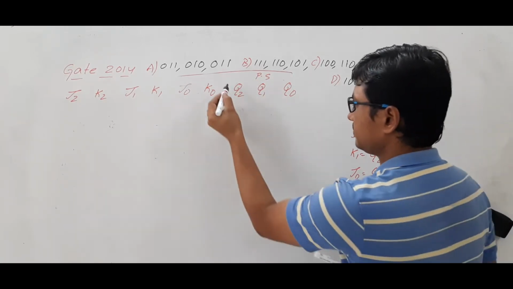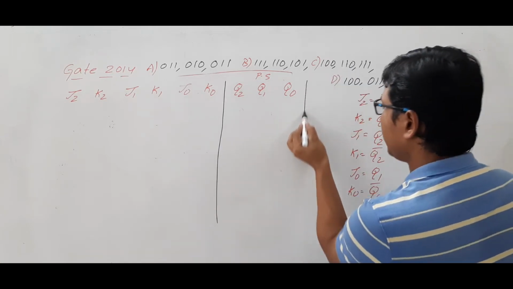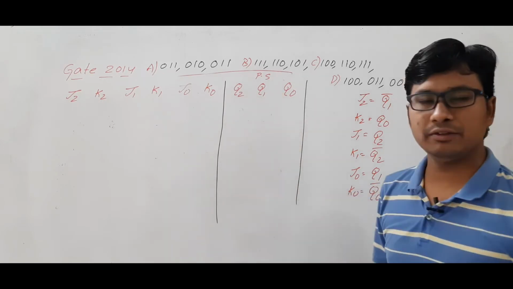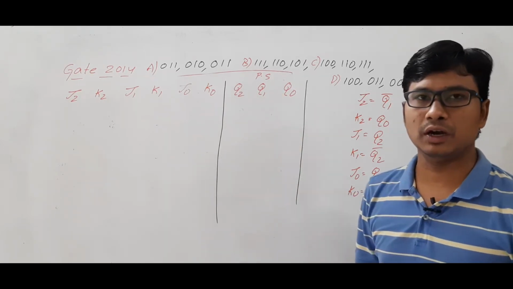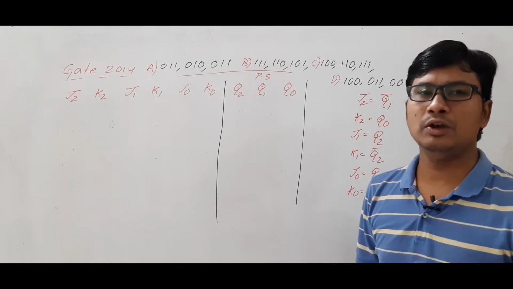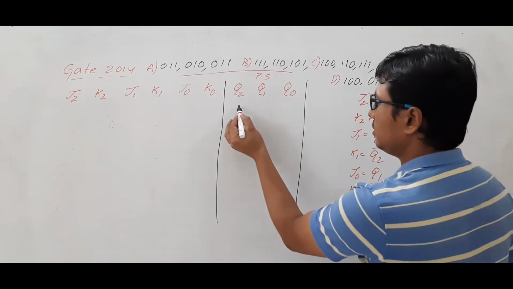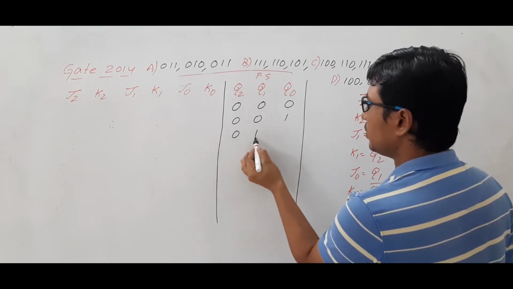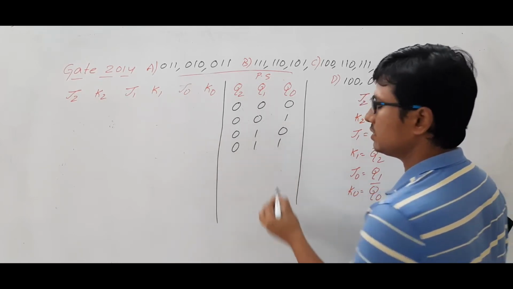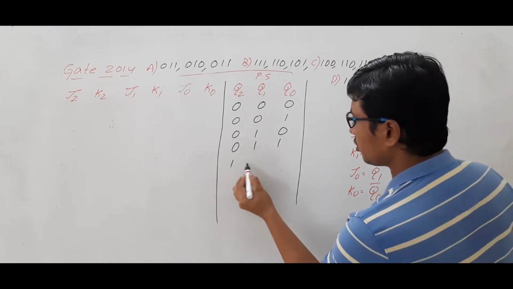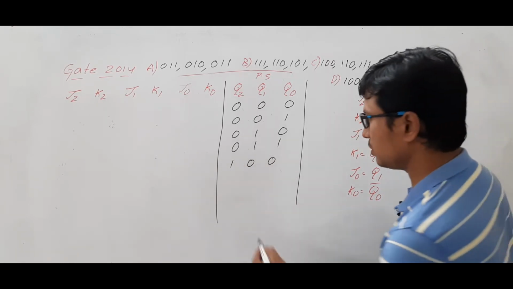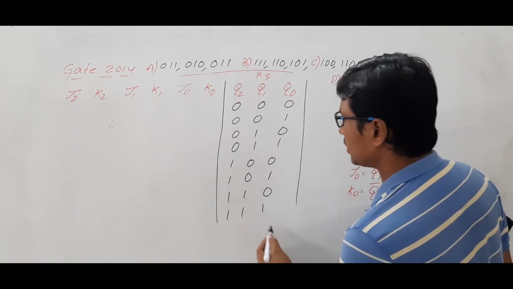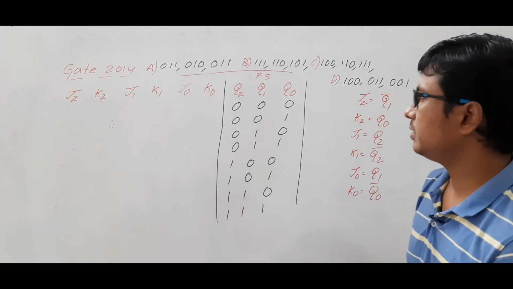Now, let me find out what combinations of inputs are possible. If you have 3 binary variables Q2, Q1 and Q0, how many input combinations are possible? 2 power 3, which is 8. 0 0 0, 0 0 1, 0 1 0, 0 1 1. These are the 4 combinations. Then the next 4 combinations are 1 0 0, 1 0 1, 1 1 0 and 1 1 1. Is it clear?